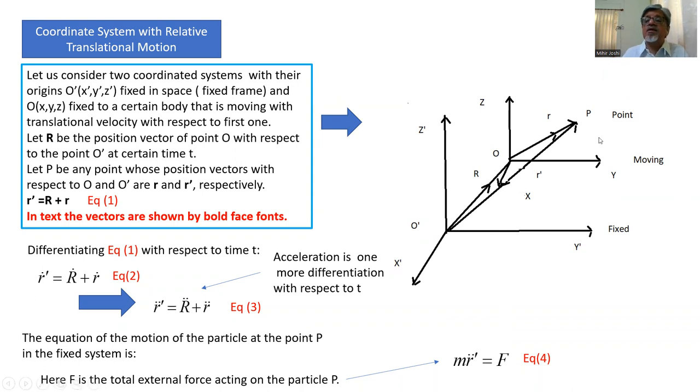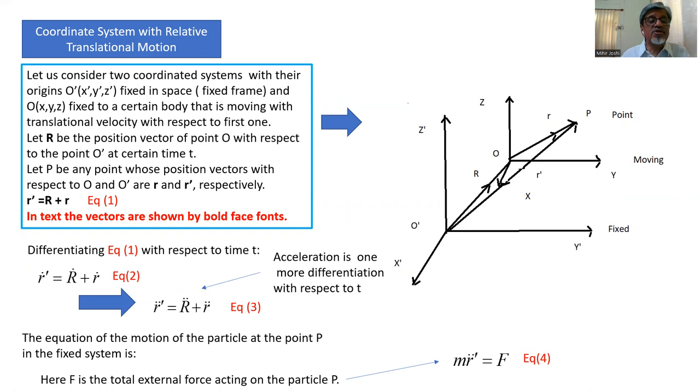A point P is represented with the vectorial distance r in the moving frame and vectorial distance r prime in the fixed frame, and the distance between the two origins is represented by capital R. In the derivation, the bold face shows the vectors. So equation number one shows the vector r prime, which is shown in the figure, is equal to the vectorial sum of capital R plus small r. That is, r prime is equal to capital R plus small r.